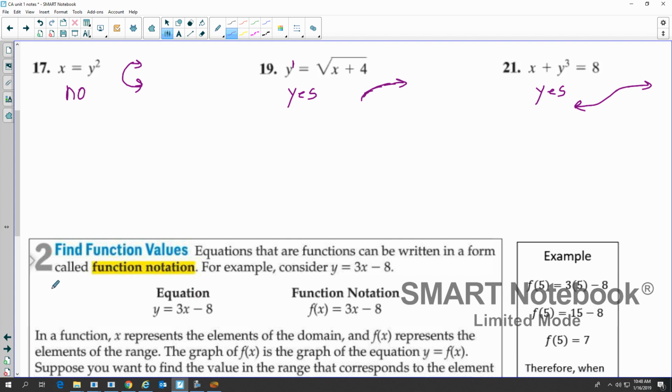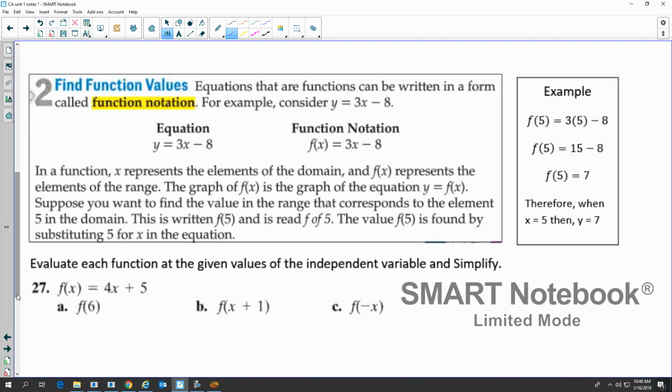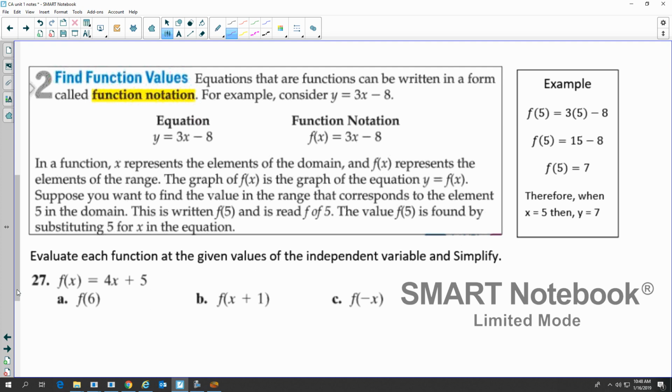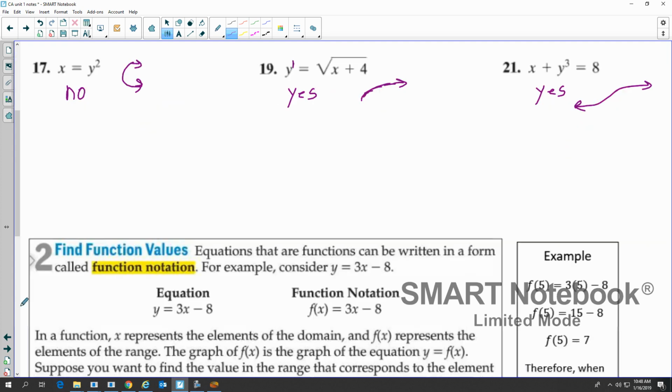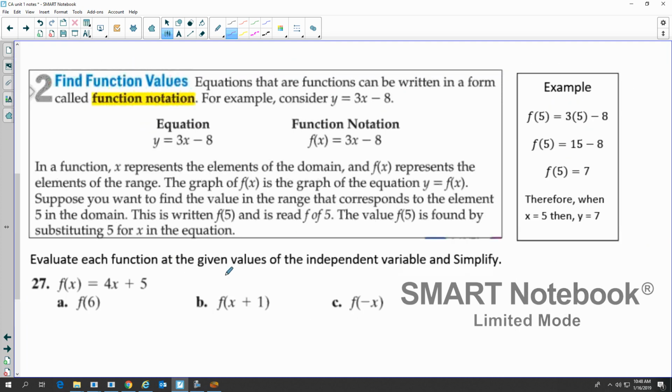So the next part we're going to look at is function notation. And so that's going to be important. Oops, there we go. So function notation. Oops, sorry, it's jumping around on me. There we go. So function notation here. So I've got an example of an equation. So y equals 3x minus 8.